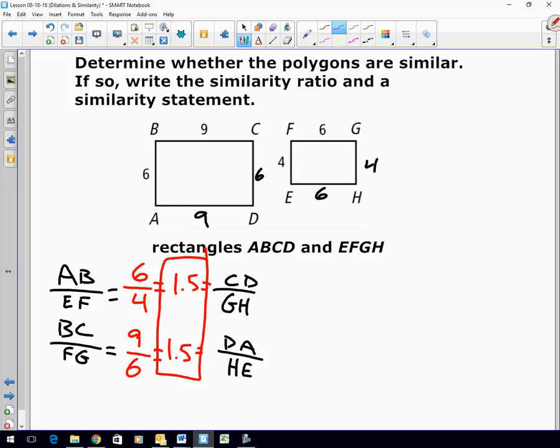Is 6/4 and 9/6 the same numbers? No, those are different fractions, right? But different fractions can produce the same ratio. 4 over 8. 2 over 4. Both produce what? 1/2. Thank you. Okay?